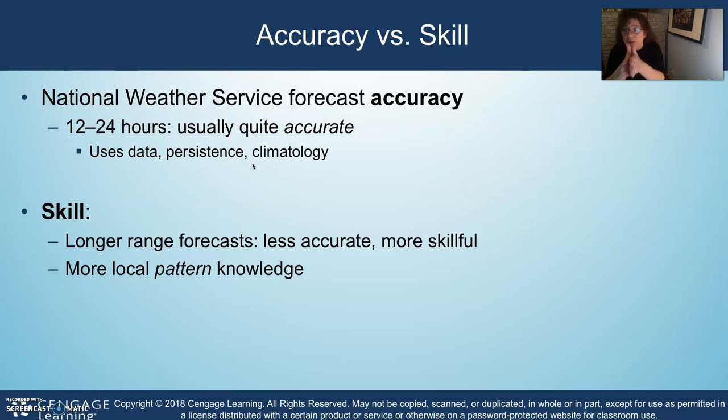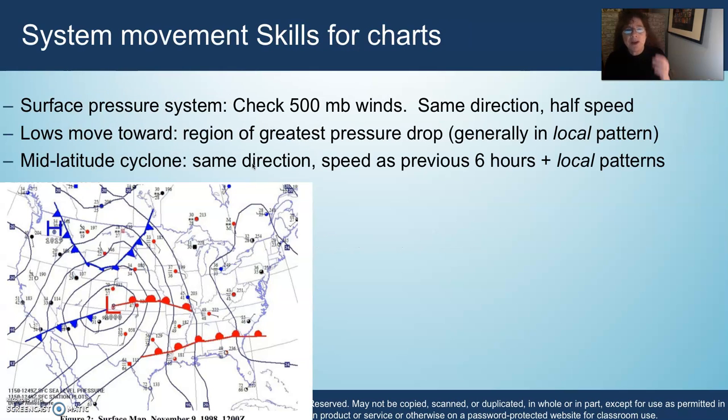Now, you can be pretty accurate with your forecast. You even noted that in your first lab. You could pretty much do pretty well at 2 hours. And the National Weather Service does very well in anywhere from 12 to 24 hours. Quite accurate. And skill says that you are better at longer range forecasts. And skill says that you are better at pattern recognition and pattern knowledge. So when you're looking into developing skills for forecasting, you have to employ all the data and all the models and then your own experience to know the patterns.